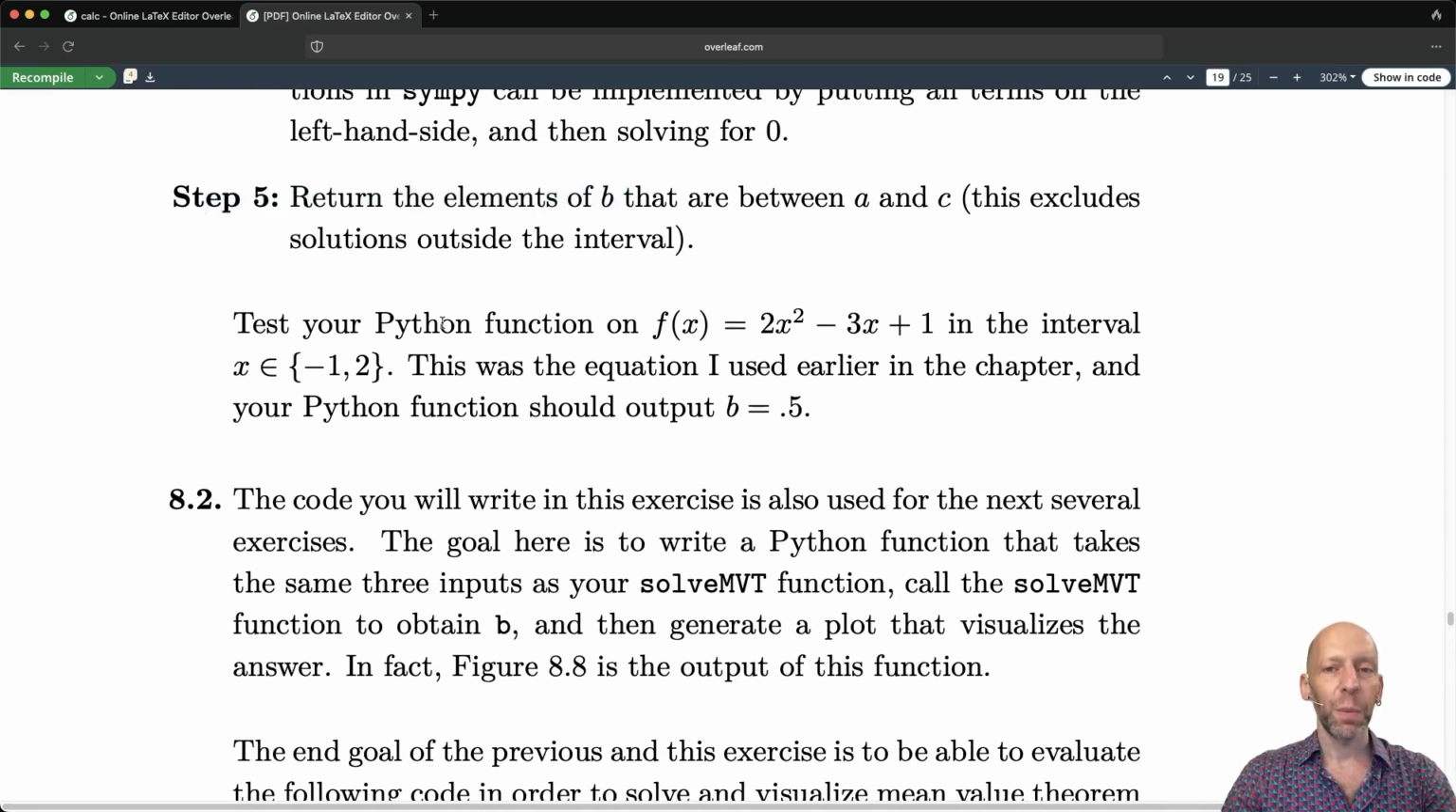And then you can test your Python code on this function, 2x squared minus 3x plus 1, in the interval of -1 and 2. Now, we worked out earlier in this chapter that the analytic solution using calculus is 1/2. So we know that the correct answer should be 1/2. Your code for this Python function should take this as input and these 2 values as the interval for input, and it should output this. And if you get that correct, then you can be confident that you can move forward to the next several exercises using this Python function.